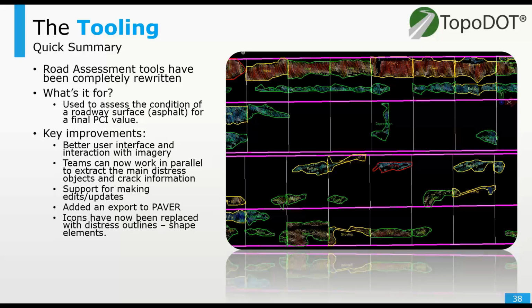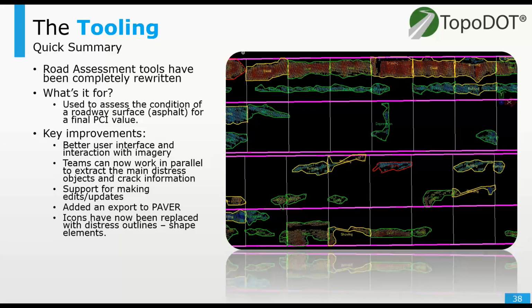We wanted to also make sure that the teams can work in parallel, so you can get the cracking information and you can go after the larger distress items automatically with two different teams and then bring that information back together. We added support for making edits and updates, so in the event that you were going through and you wanted to make a small edit or add something in, you can now do that without having to start over. We ultimately added an export for Paver. We're looking to add exports for other platforms too, but Paver seems to be a pretty common one right now.